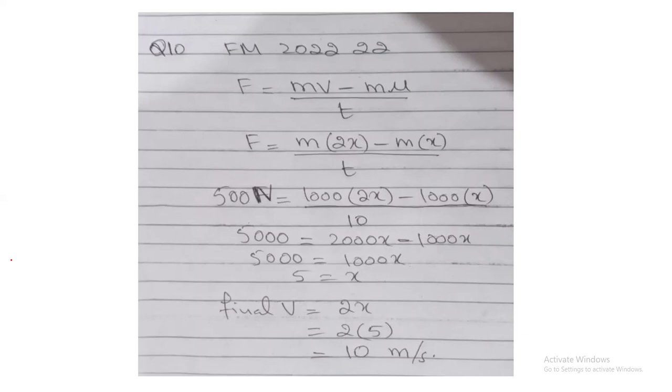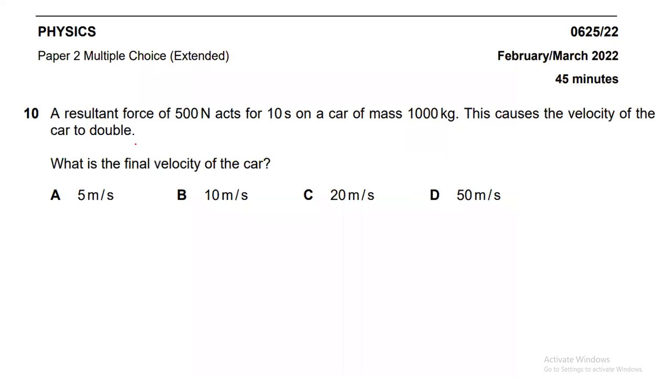The final velocity will be 2x. The value of x is 5, so it will be 2 into 5, and that will be 10. So the final velocity will be 10 meter per second. And this was their question. So the final velocity will be 10 meter per second. And I think B is the right option.